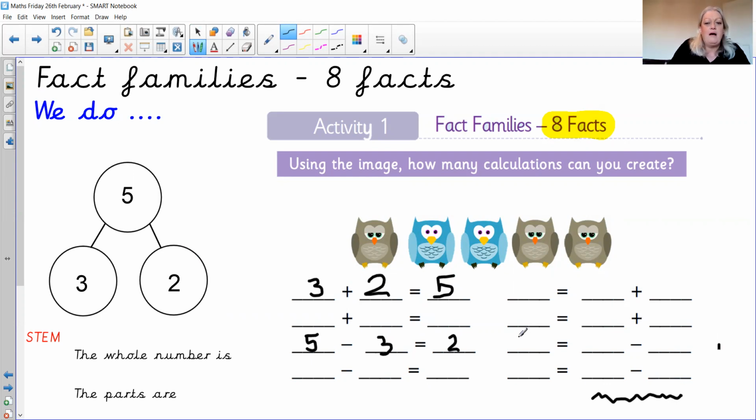So if I had the part 3, the good thing about this is that we know we can only use these 3 numbers. So here I've used my part 3, and my calculation will be my whole number 5 take away 2 is the same as 3. So pause your video and have a go at seeing if you can find 8 different ways of doing this.